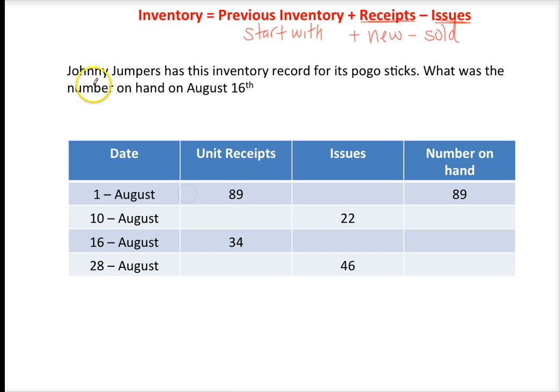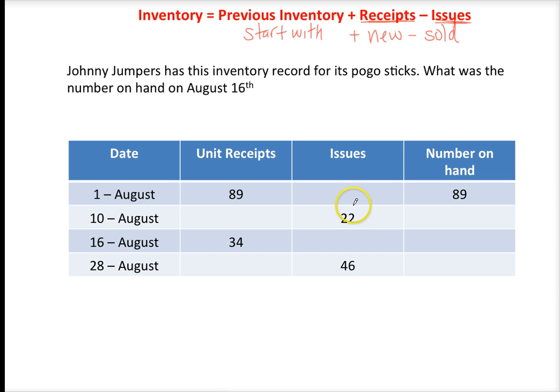Okay, so here's an example. It says Johnny Jumpers has this inventory record for its pogo sticks. What was the number on hand on August 16th? So notice on their inventory sheet they have dates when their stock changed because there was either some sold or some received. So on August 1st they received 89 units, and that's how many they had on hand, which makes sense if they were just starting out. On August 10th, something changed. On August 10th, they issued 22.